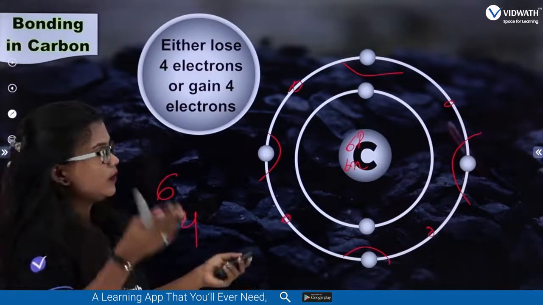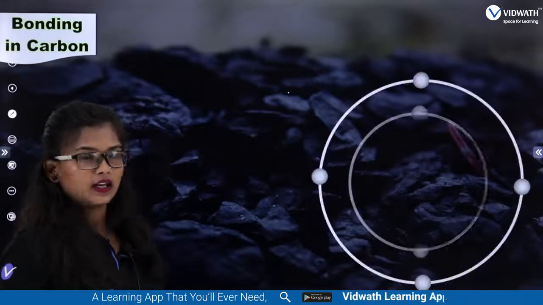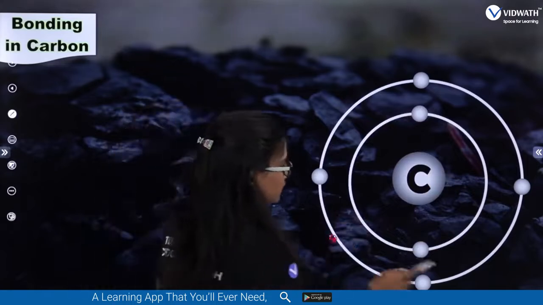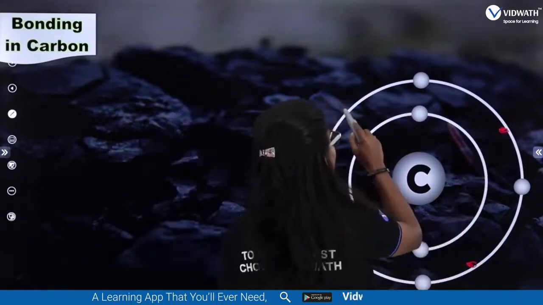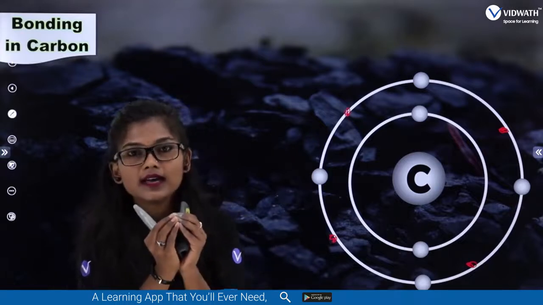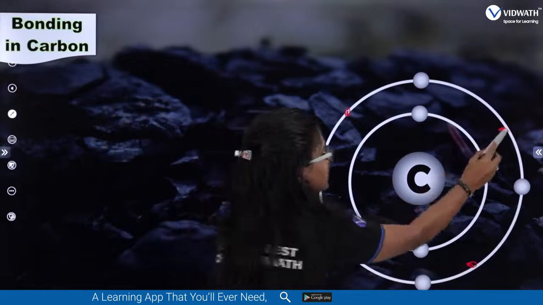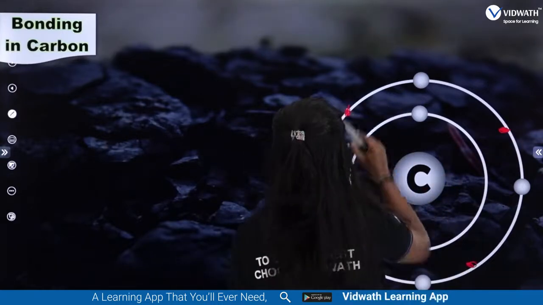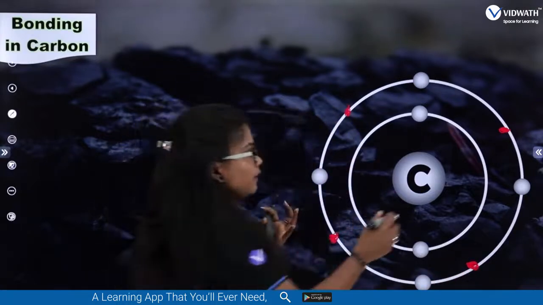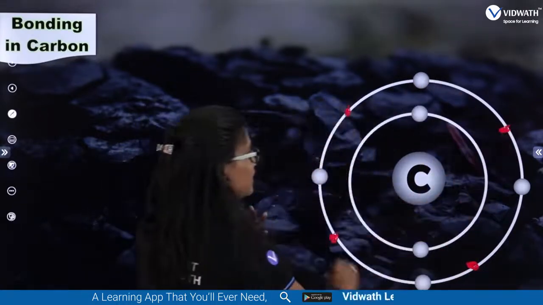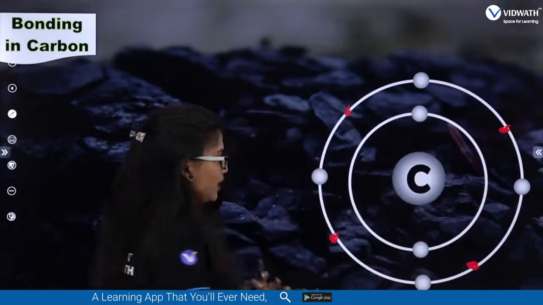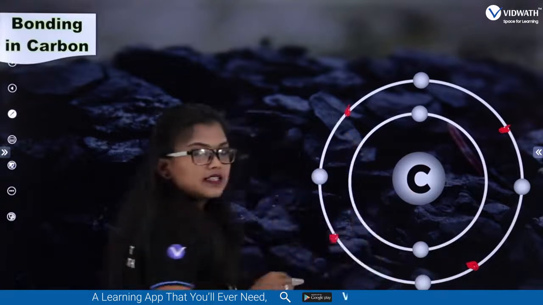So let's see what happens when it gains 4 electrons. We know that carbon has 6 electrons, right? Carbon is a very small element, because it has only atomic number 6. So what happens if 4 electrons get added in the orbit, so that it will have 8 electrons? Let's discuss this first condition. We know that electrons will be revolving around the nucleus in the orbit. So upon adding these 4 electrons in its valence shell, no?